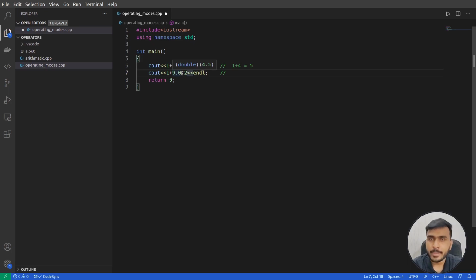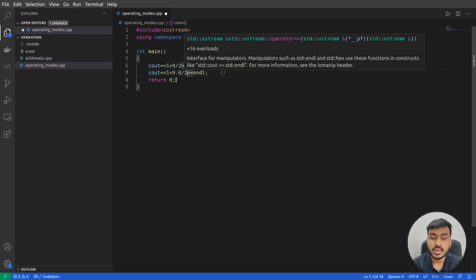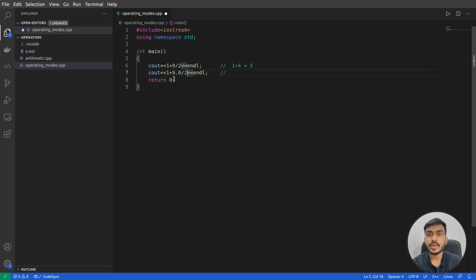So what is going to happen in this case is 9.0 divided by 2 gives you 4.5. Understand the difference over here. In the first case 9 divided by 2 gives you 4 as the output, but in this case 9.0 divided by 2 gives you 4.5 as the output, and then when you add 1 to 4.5, you will get 5.5 as the output.